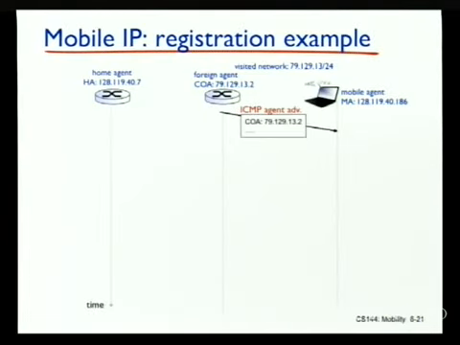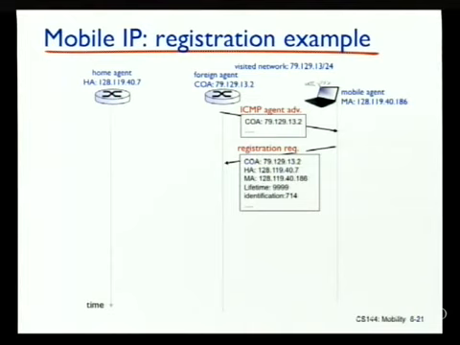All right, so here's how it works. Here's me. I've just showed up in the Stanford network. I'm listening, and your friendly foreign agent in the Stanford network is broadcasting this and saying, I'm a foreign agent. I've got some care-of addresses that you can use. So here's me. This is my home address here. This is my mobile address. So I'm listening. I opened up my laptop right there. One of these things showed up.